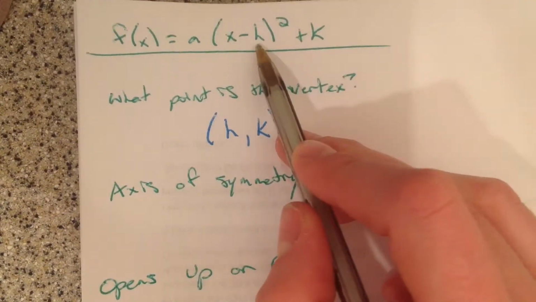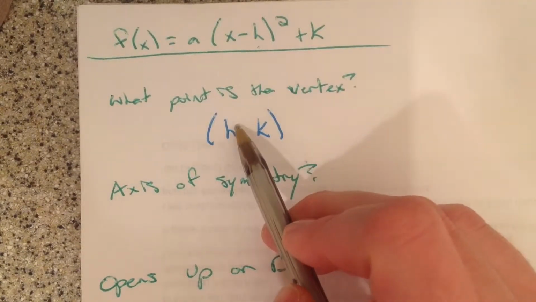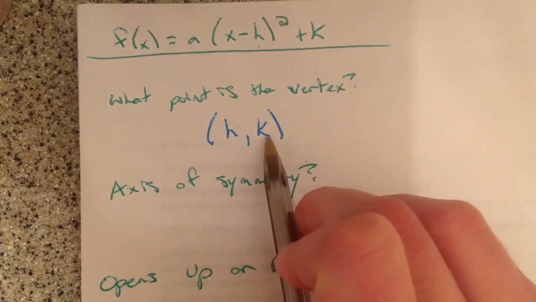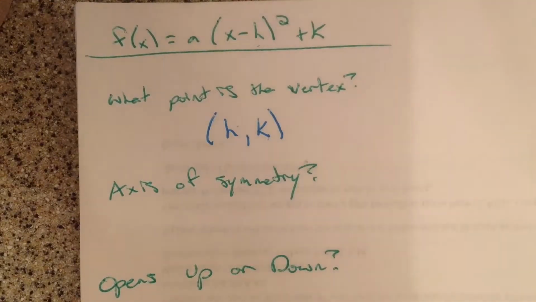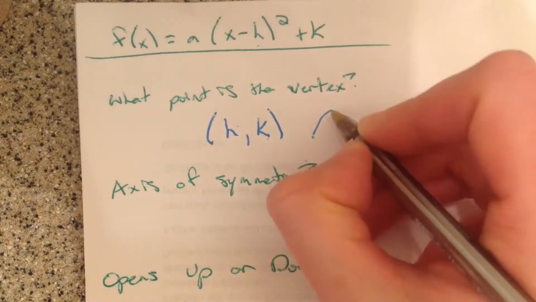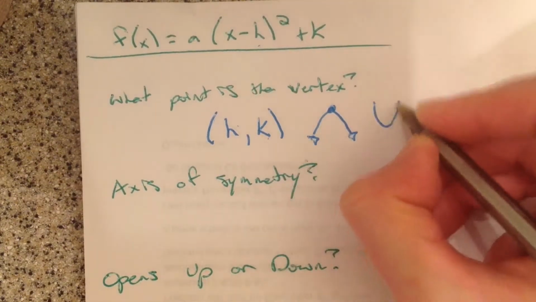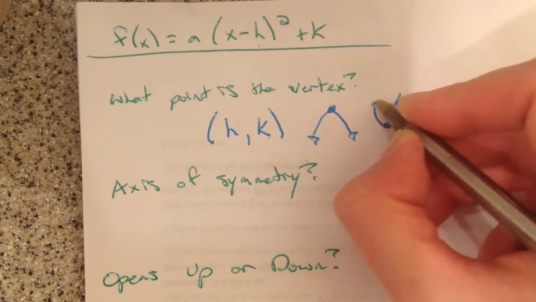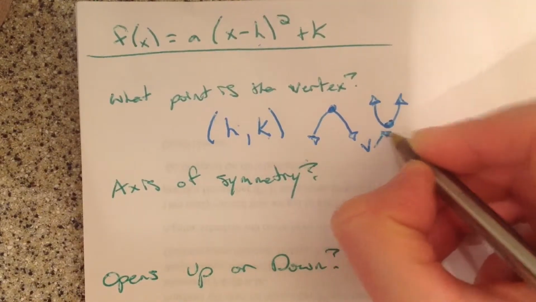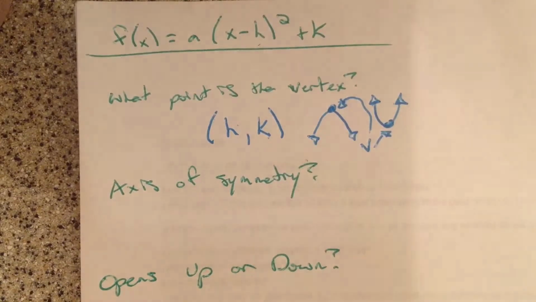So this value inside, opposite of what we think, is our x value. This value on the outside is our y value for the point of that vertex. Remembering that the vertex is this top point if it opens down, and it is this bottom point if it opens up. So we have our vertex, I'll call it V, are these 2 points.